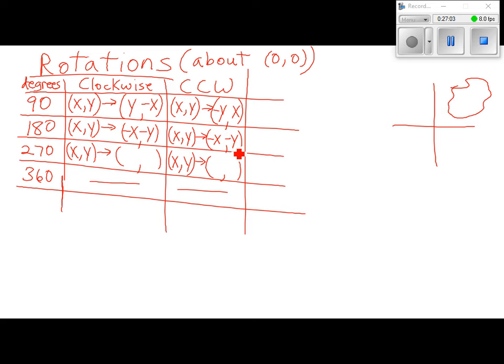270. Everybody read that and know that there's a negative on that one. Those two are the same thing. If I turn 90 degrees this way, it's the same as turning 270 degrees the other way. So those two match up. What's going to be true about this one then? It's going to match up with that one: (y, negative x).